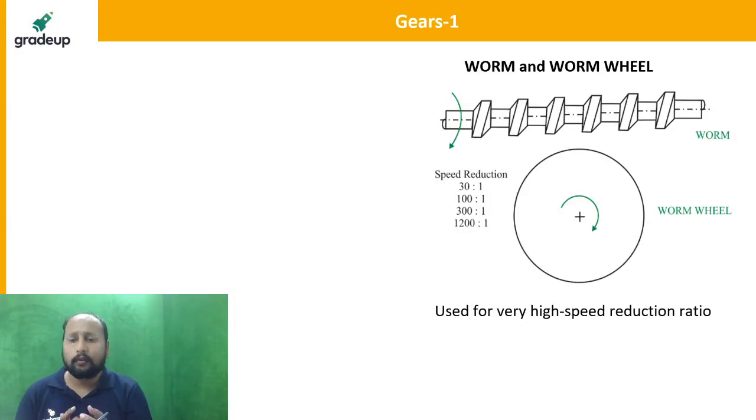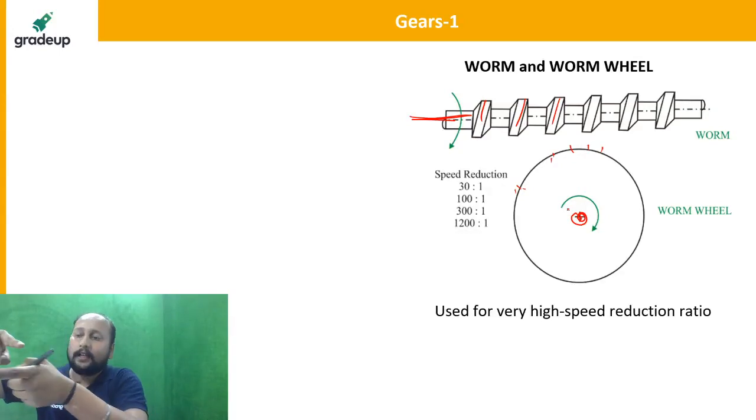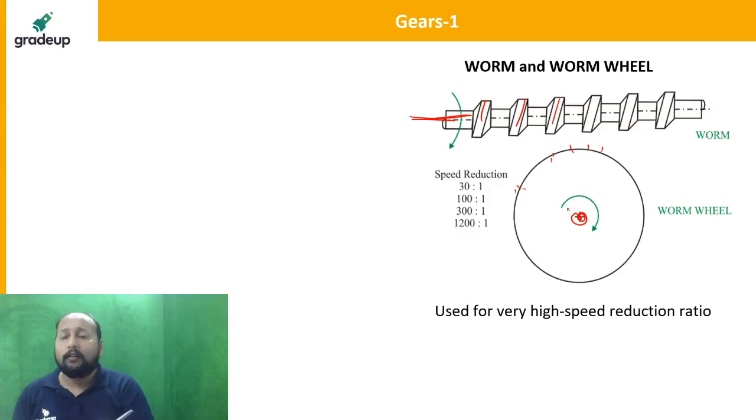Anyone who knows what you mean by worm wheel? A worm wheel basically has a thread-like structure on one of the shafts, and has teeth on the wheel. So it transmits power in a perpendicular direction. That means the axis of this shaft is in this direction and the axis of the other shaft is coming outside the board or outside your mobile. So they are not parallel, but they are not intersecting. So worm wheel is one of the classifications of gears.